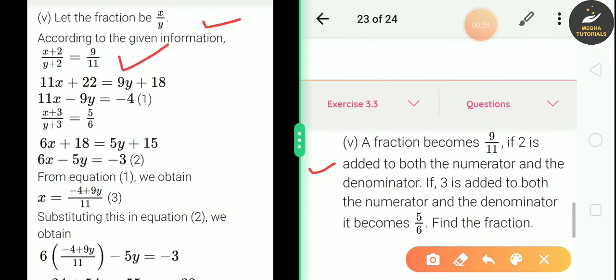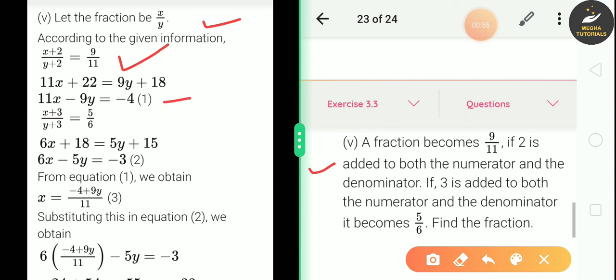So using cross multiplication, we can get 11x plus 22, that means 11 multiplied by the bracket x plus 2, and on the right hand side 9 will multiply with the y plus 2. So we'll get 11x plus 22 is equal to 9y plus 18. So we'll bring the equation in standard form. So we'll get 11x minus 9y is equal to minus 4. 18 minus 22 is minus 4. So this is equation 1.